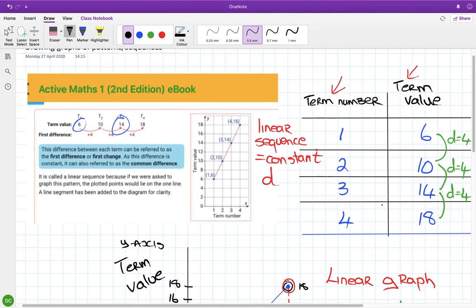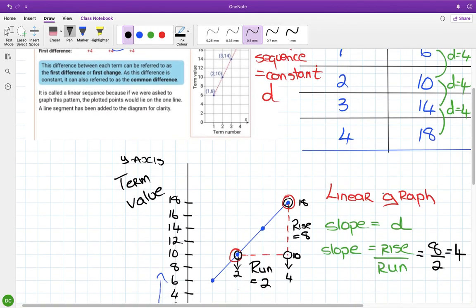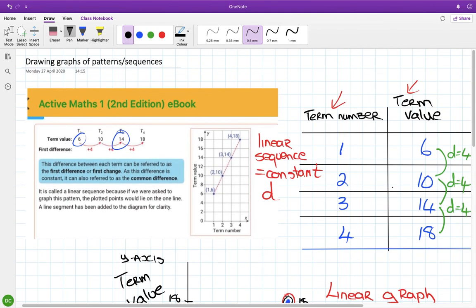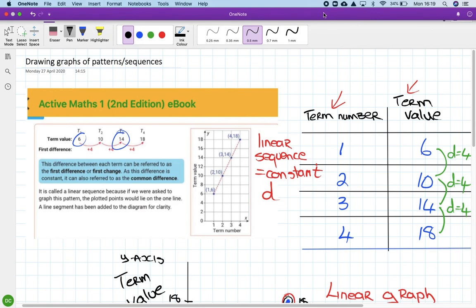So that's just a little bit of additional information about a linear graph. But in terms of plotting the graph, hopefully that makes sense. It shouldn't matter if the shape of the graph changes. The concept of plotting a graph is the same, whether the graph ends up in a straight line or not. Alright, so hopefully that helps with your study for Friday.